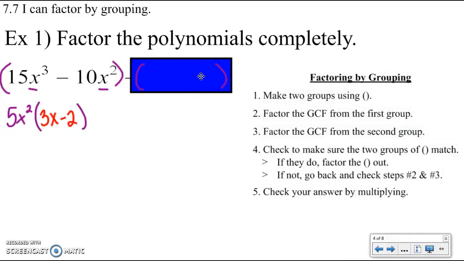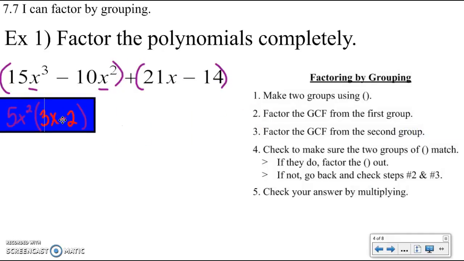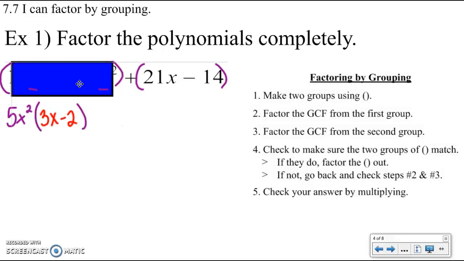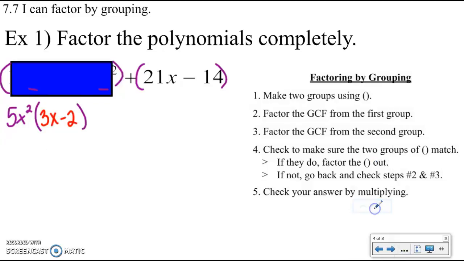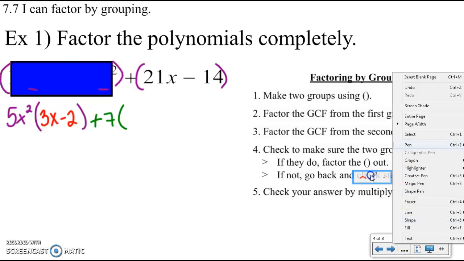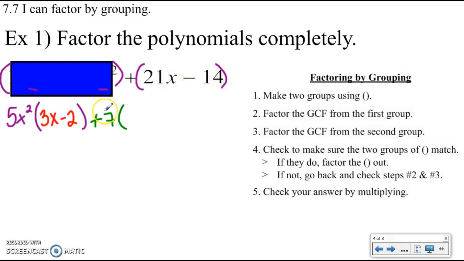Now, for step 3, we're going to ignore everything that we did off to the side here. So I'm going to cover this first group up, ignore this that we've already done, and we are going to go ahead and find a GCF for the second group. So what can I divide both 21 and 14 by? Well, I can divide them both by 7. So I'm going to put a positive 7 there because that's what I'm dividing by. And I don't have variables in both of those. So this has an x, but this one doesn't. So that's why I'm not putting an x with my 7.